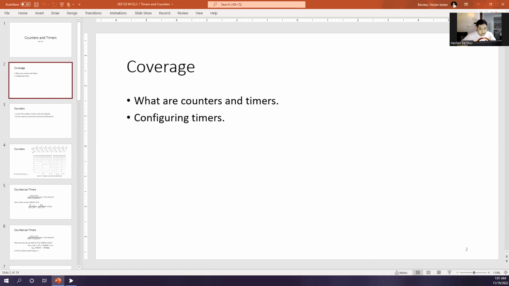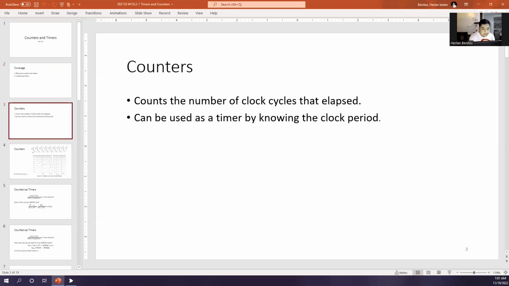And how do we configure yung ating counters and timers and ano usually yung parang parts niya ng counter or timer sa microcontroller. So, counters, as the name suggests, counts the number of clock cycles that have elapsed.